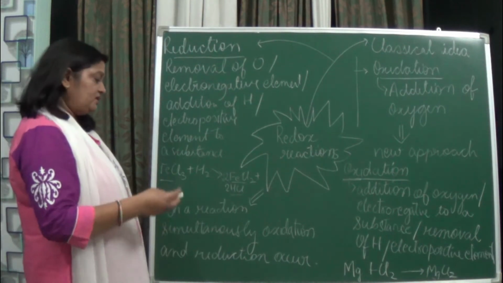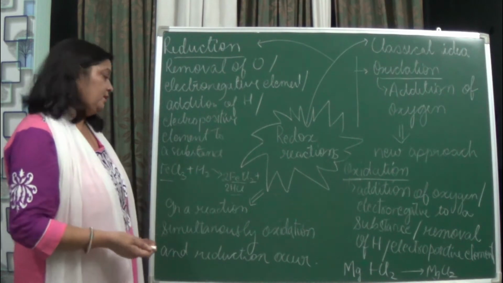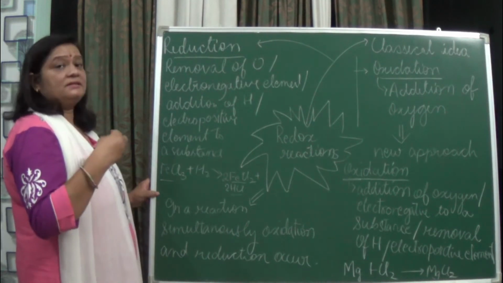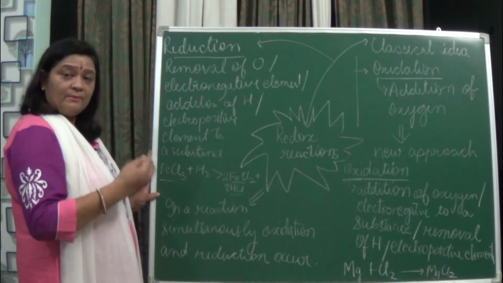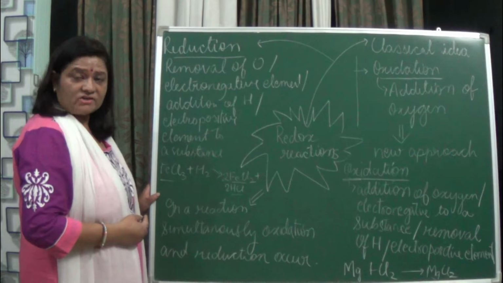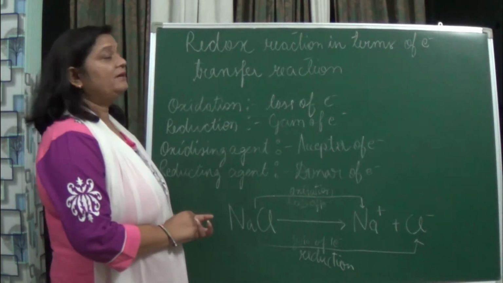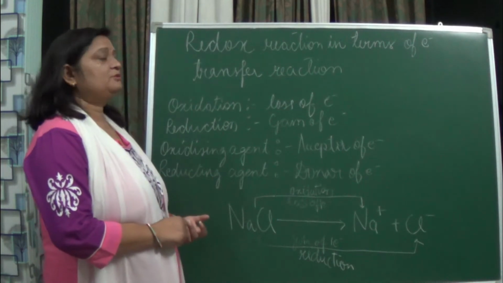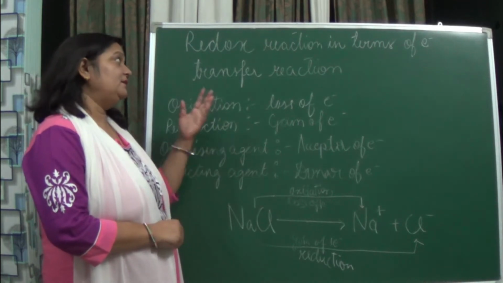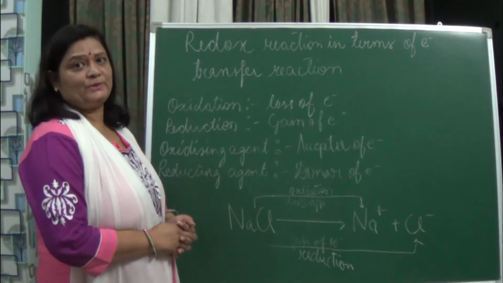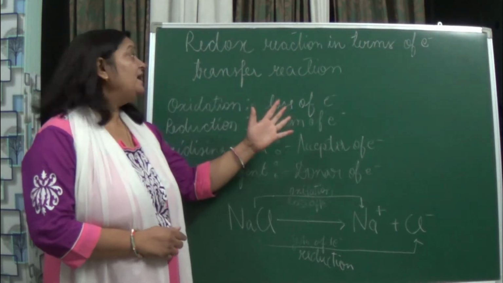Now, redox reaction. In a reaction, oxidation and reduction occur simultaneously. This you already know, this is the universal thing: in a chemical reaction, oxidation and reduction take place simultaneously. So students, we have studied oxidation and reduction in terms of oxygen and electronegative elements. Now we are going to study them in terms of electrons, that is, redox reactions as electron transfer reactions.